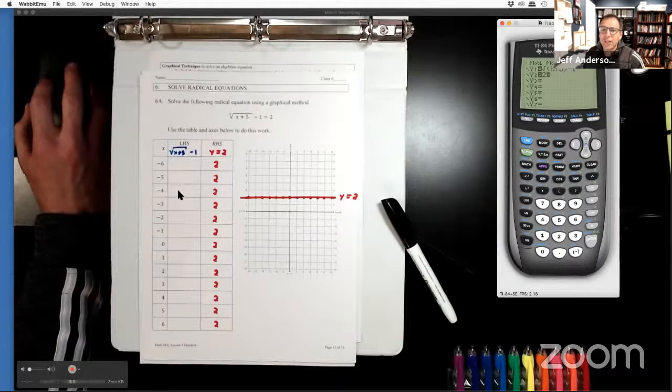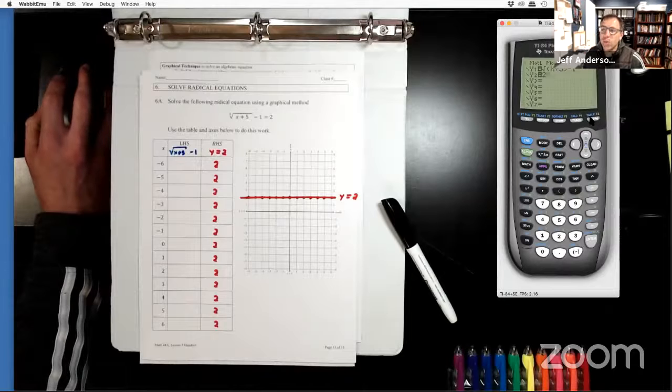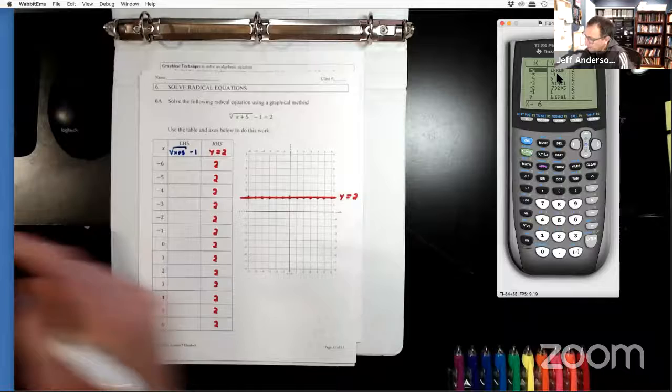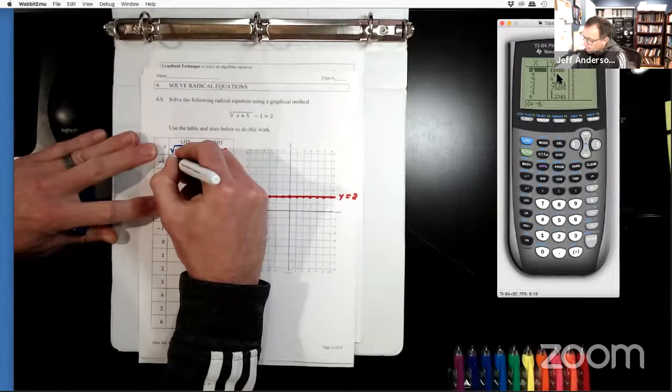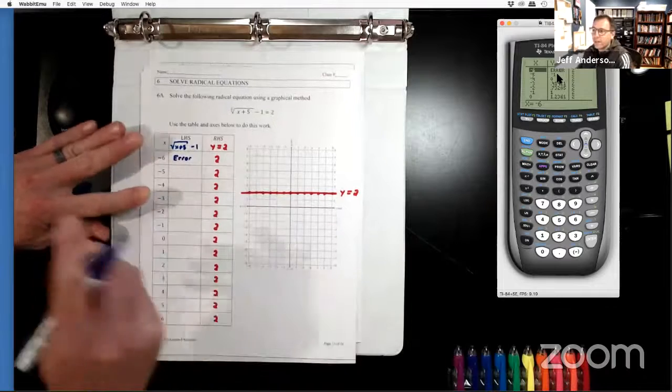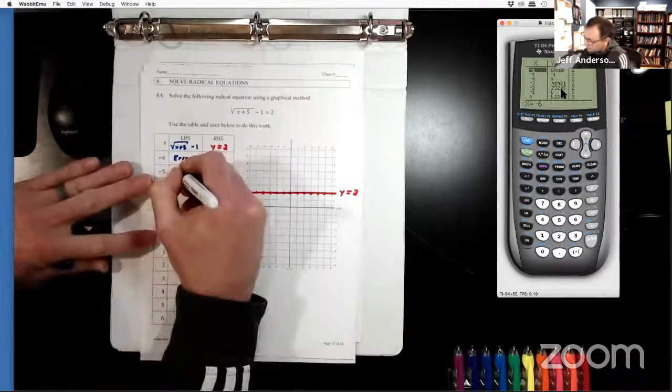Now remember, we're trying to get this entire table using our calculator. Well, there's a table button here, so we're going to go second table. Notice that we can get some sense of what this table looks like. At -6, the thing is an error. So this is what we say, error, or we could say undefined. At -5, it is -1.